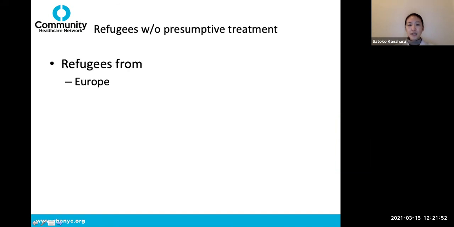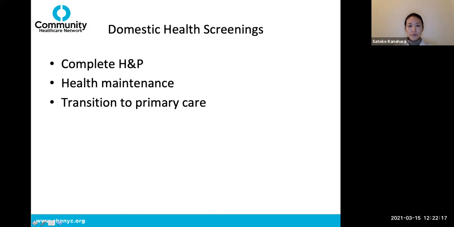So who is not getting any presumptive treatment? I listed a lot of areas, but refugees coming from Europe are not one of them. The reason is because the rates are lower for these infections, but it's important to know who is screened for what and who is given what medications and who's not. We do see quite a lot of Ukrainian refugees from Europe due to religious persecution. So that's something to consider when you're seeing the patients.